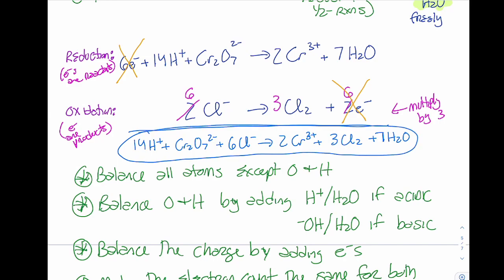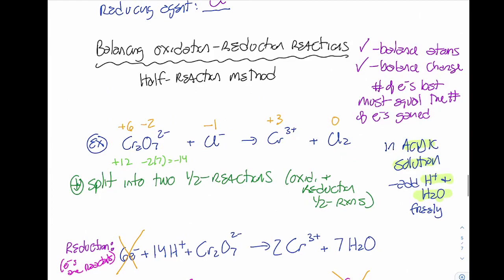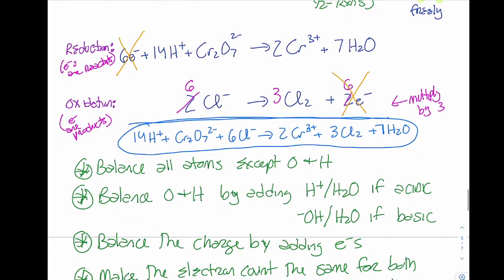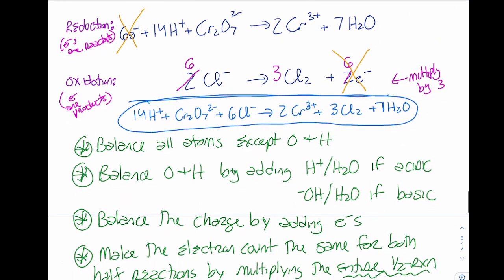There's a lot of steps. So when I say double check, we're going back up and we're checking for these. Do my atoms balance? Does my charge balance? So let's just check real quickly. I have 14 hydrogen, 7 times 2 gives me 14 hydrogen. 2 chromium, 7 oxygen, 6 chlorine, 3 times 2 gives me 6 chlorine.